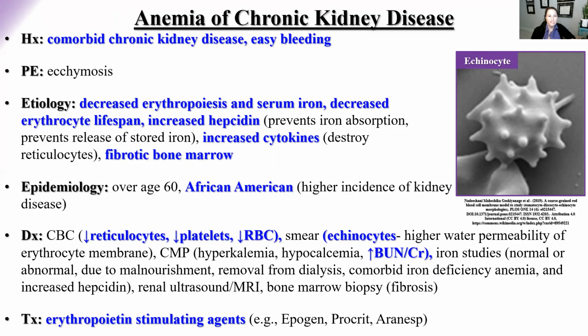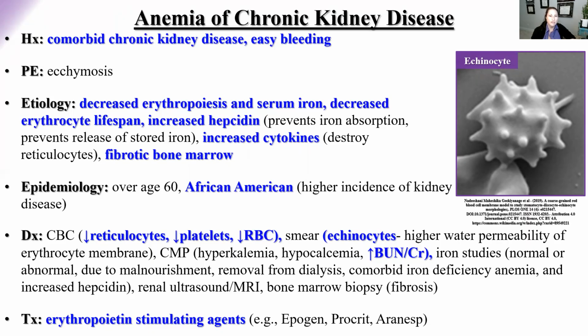We also have an increase in cytokines, and the cytokines destroy the little baby red blood cells, the reticulocytes. And then eventually we also develop fibrotic bone marrow. So there's a whole spectrum of things that are going on here that contribute to the fact that anemia is due to chronic kidney disease. Most common for this is going to be our African American population, just because there's a higher incidence of chronic kidney disease in that population as well.